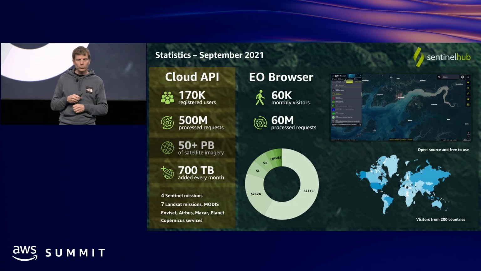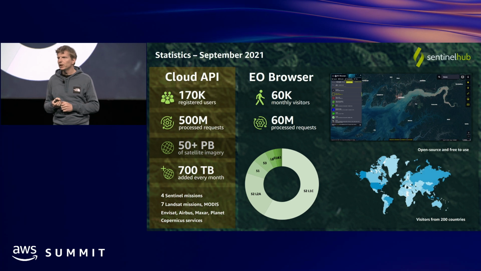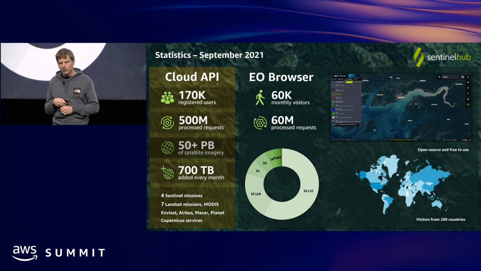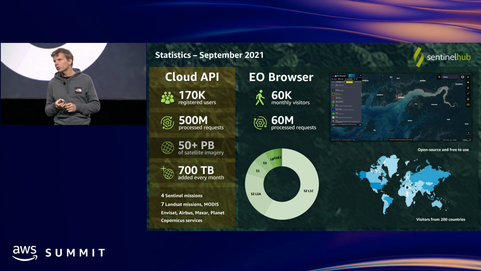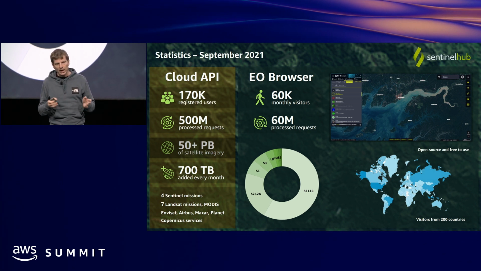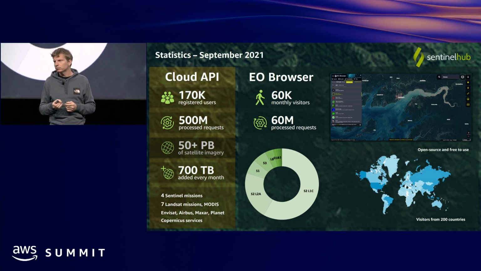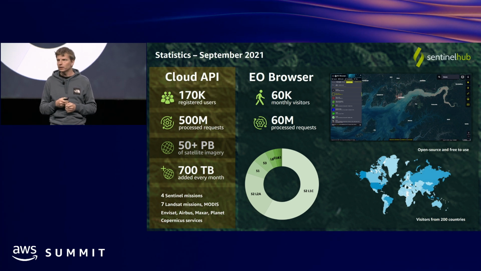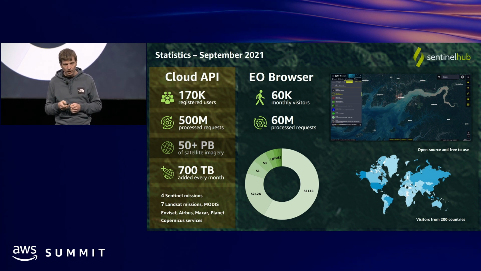Now, Sentinel Hub is used quite a bit. We process about 500 million requests every month. We stream the data to about 400,000 IPs worldwide every month. And yeah, every month we add another petabyte or so of data to the collection.